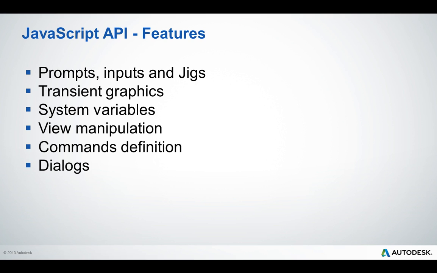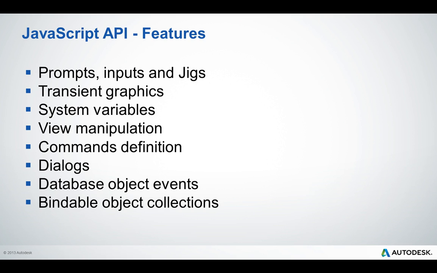Dialogs: the JavaScript API provides functionalities in order to display several dialogs, modal or modeless. You can listen to database object events, and as well it provides bindable object collections that are specific JavaScript objects that will monitor changes for some specific collection, such as the table records. Finally, the application object provides a set of miscellaneous functionalities.